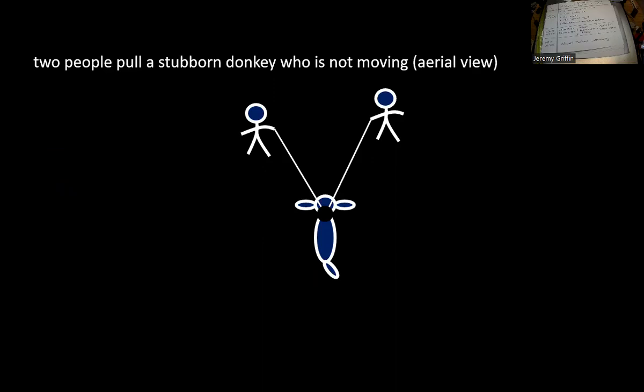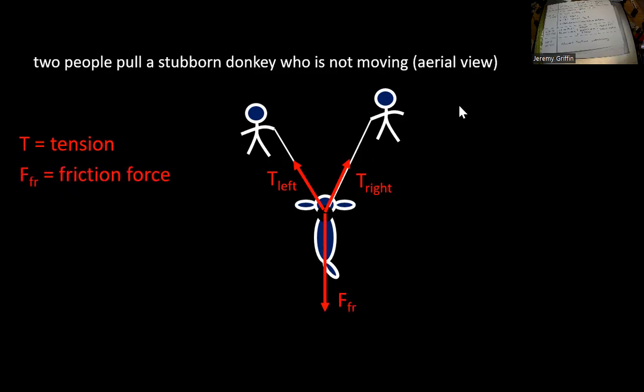Pulling a stubborn donkey. You guys think that there's a tension in each one of those ropes? Tension, right? And if the donkey's not moving, you better be in equilibrium. Hey, do you think there's a friction force? His hooves are dug in. It's opposing those tensions, right?